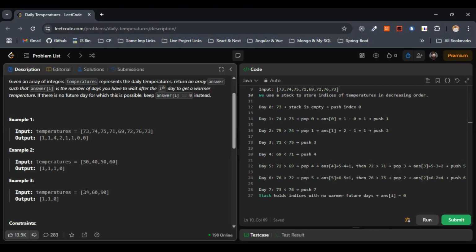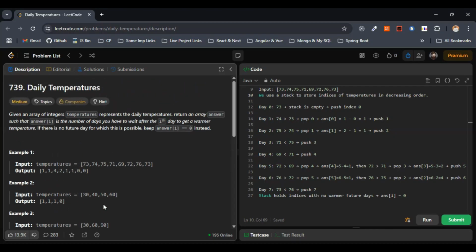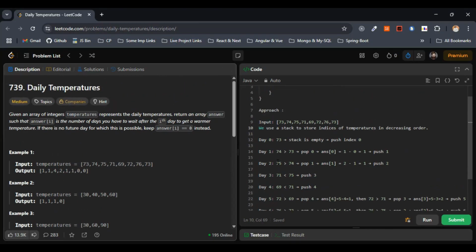The same goes for example 3. 30, 60, 90 we have here. 60 greater than 30, yes it is, so we return 1. And 90 greater than 60, yes, we return 1. Finally, we don't have any next day to compare the value 90, so we return 0, 1, 1, 0. This is how we do it. I hope the question part is completely clear and easy to understand.